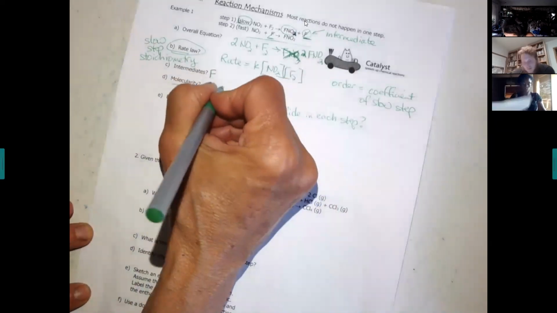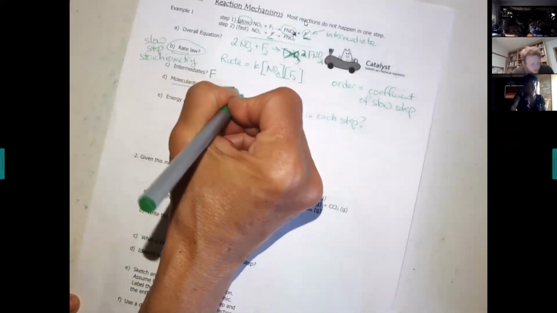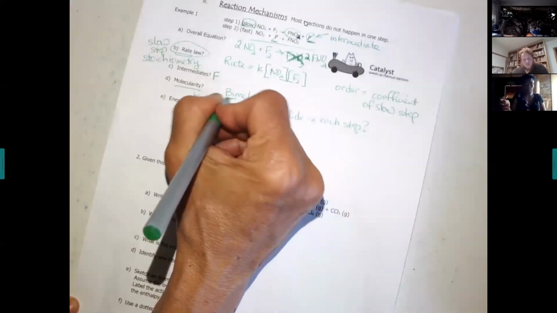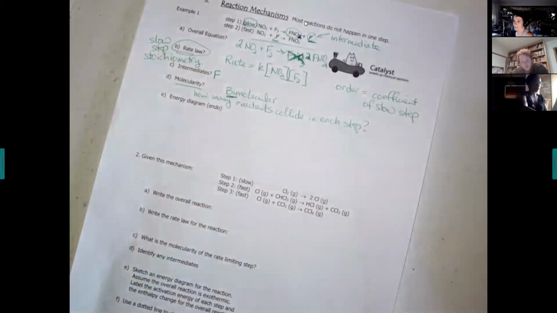So for this, each step has 2 things colliding, so we call it bimolecular. Again, the vast majority of things are going to be bimolecular, saying 2 things collide. If only one thing was present, it's called unimolecular, and that's going to show up in the next one. All right, questions?